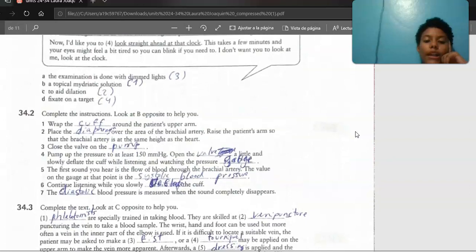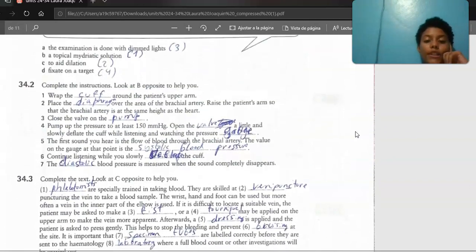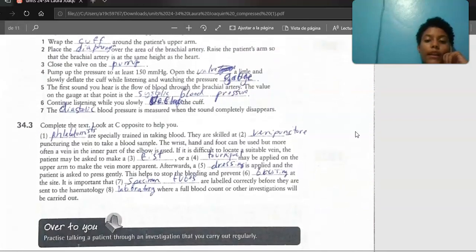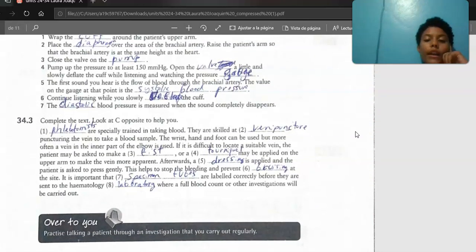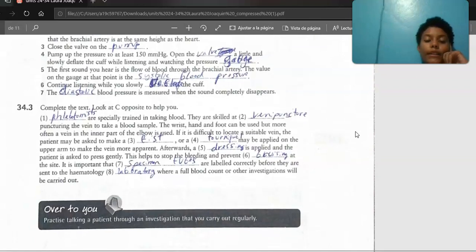Complete the instructions. Look at the box opposite to help you. Wrap the cuff around the patient's upper arm. Place the diaphragm over the area of the brachial artery. Raise the patient's arm so that the brachial artery is the same height as the heart. Close the valve on the pump.